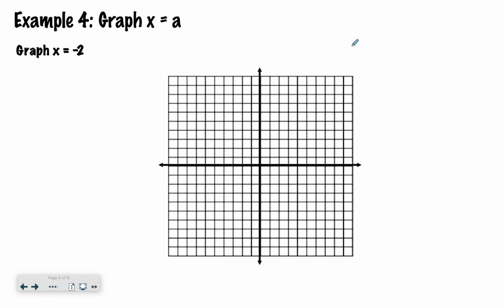And on the flip side, if you have x equals a number, you're always going to get a vertical line. So then you go to where x equals -2. So x is -2 here, you do a vertical line. So x equals a number is going to be a vertical line. All right, so y equals is a horizontal line, x equals is a vertical line.